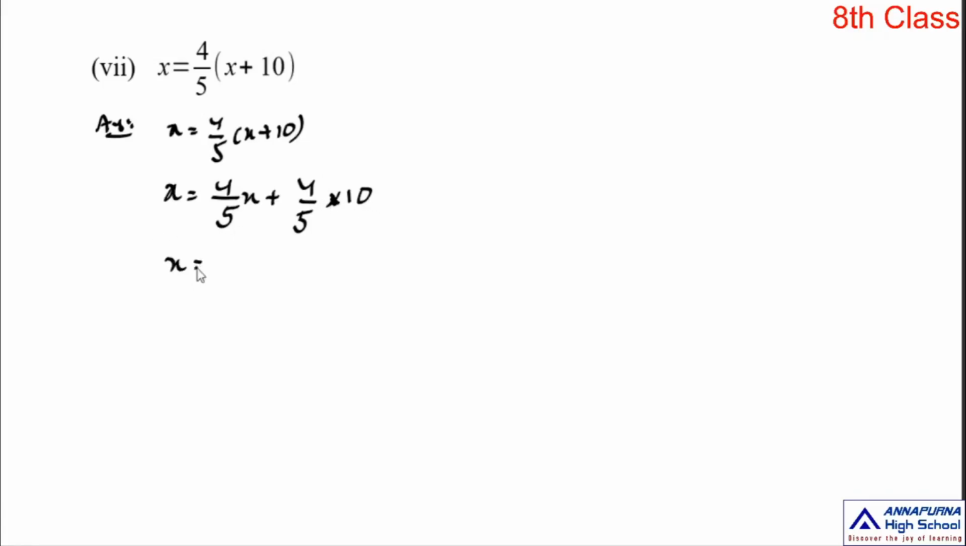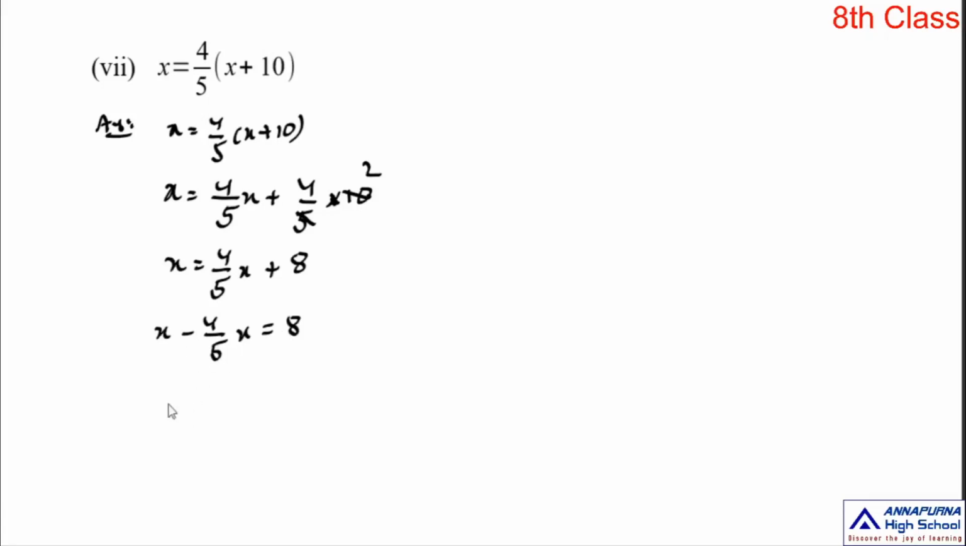Okay, now simplify. x is equal to 4 by 5x plus, 5 into 10, 2 times, and 4 into 2 is 8. Okay, and transpose this variable term to the left side. So x minus 4 by 5 into x, oh sorry, x minus 4 by 5x is equal to 8.